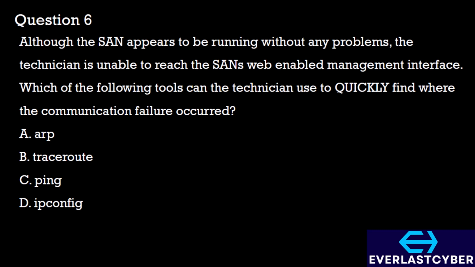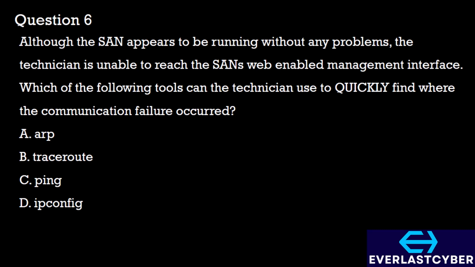Question 6. Although the SAN appears to be running without any problems, the technician is unable to reach the SAN's web-enabled management interface. Which of the following tools can the technician use to quickly find where the communication failure occurred? A. ARP. B. Traceroute. C. Ping. D. ipconfig.